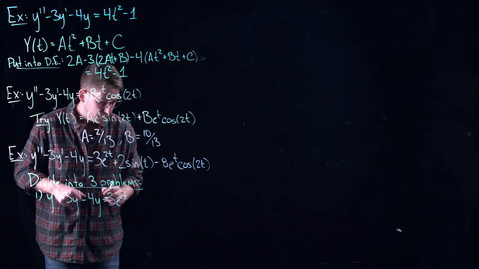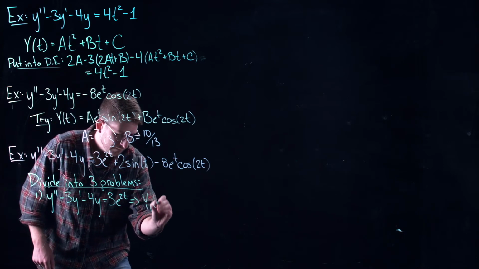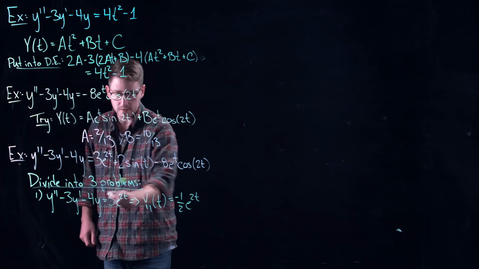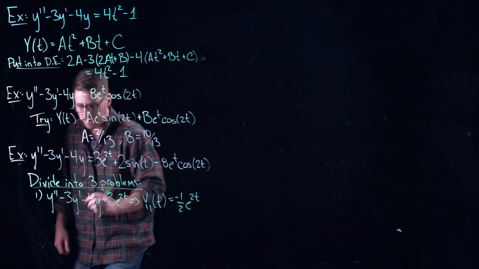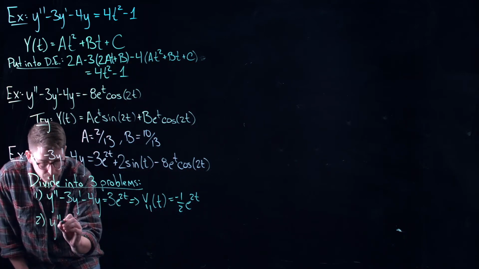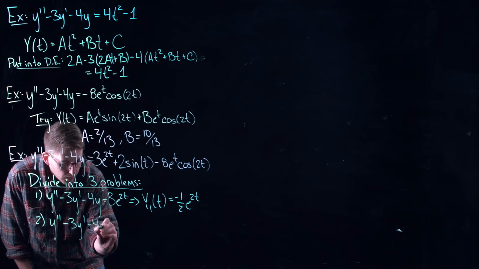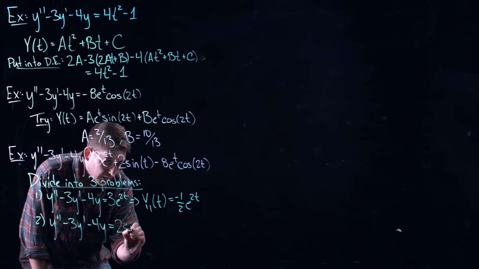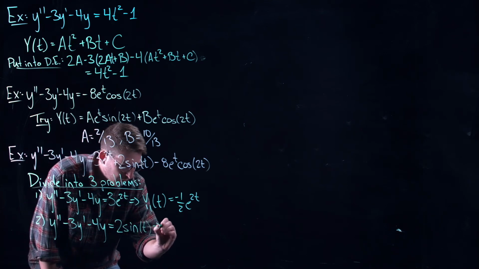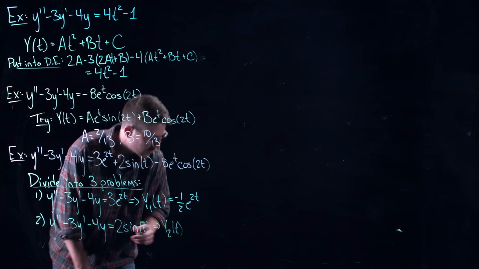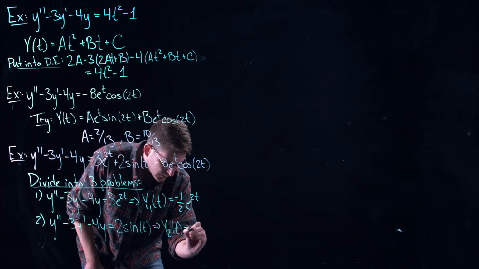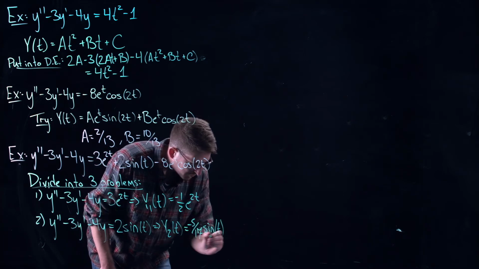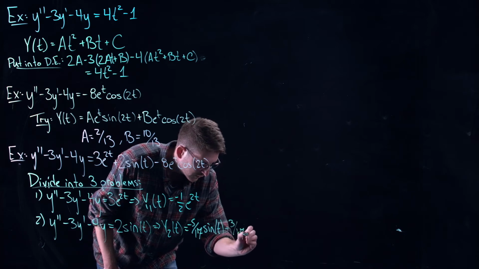You get a solution here. So in this case, y1 of t is equal to minus 1/2 e to the 2t, right? That's the first example that we did. So we've got that already. Then y double prime minus 3y prime minus 4y. We're going to have that burned into our brain by the end of this. And then 2 sine of t. Well, we'll call that capital Y2 of t. We already solved for that as well. That's minus 5/17 sine of t, and then plus 3/17 cos of t.